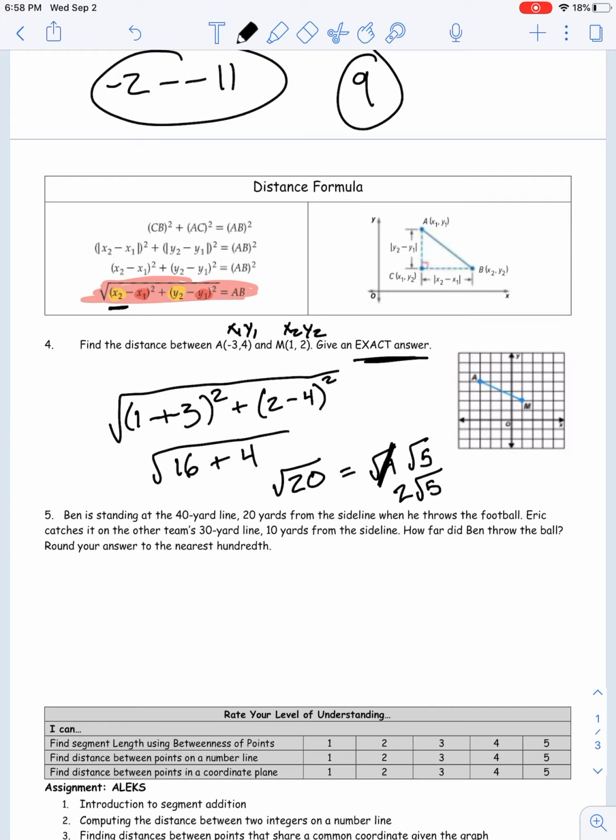Ben is standing on the 40-yard line, 20 yards from the sideline when he throws the football. Eric catches it on the other team's 30-yard line, 10 yards from the sideline. How far did Ben throw the ball? Round your answer to the nearest hundredth.